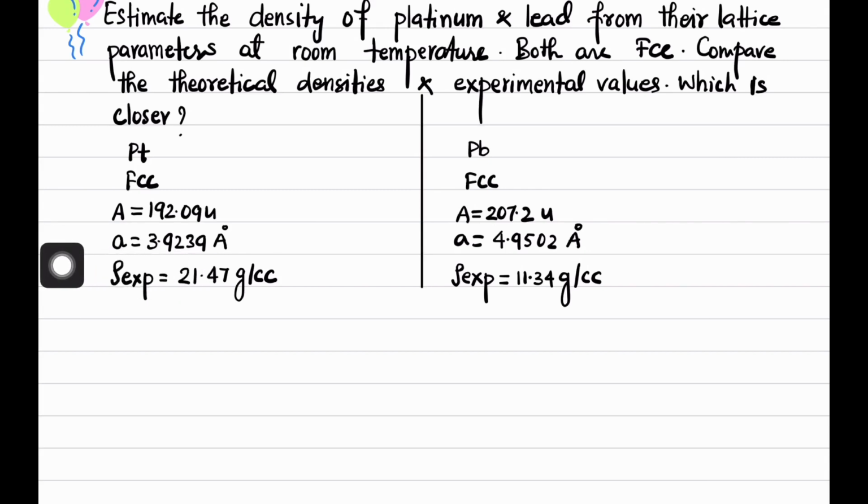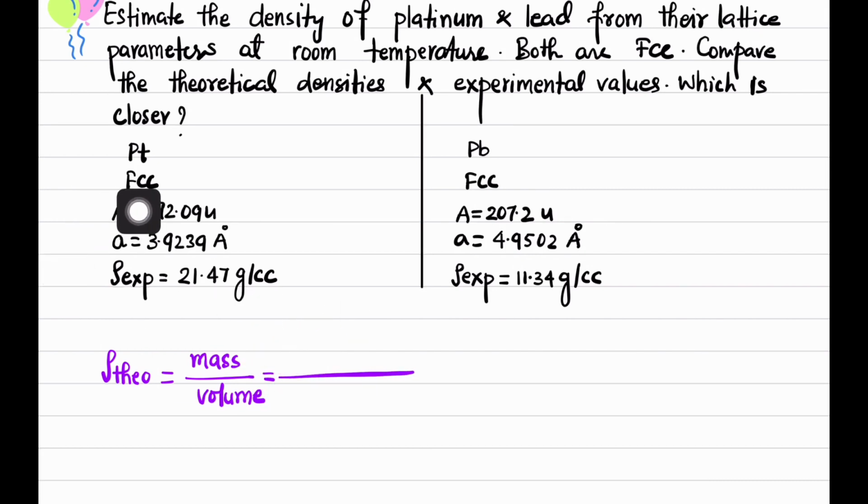The formula for density is mass by volume. We know that per unit cell in FCC there are 4 atoms. So the mass of 4 atoms will be 192.09, which is the atomic mass, the mass of one atom in AMU, multiplied by 4. This gives the mass of the 4 atoms present in a unit cell, and this is in AMU.